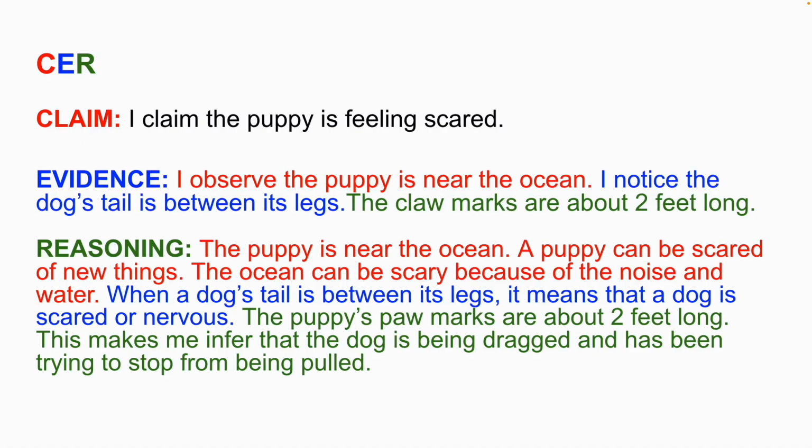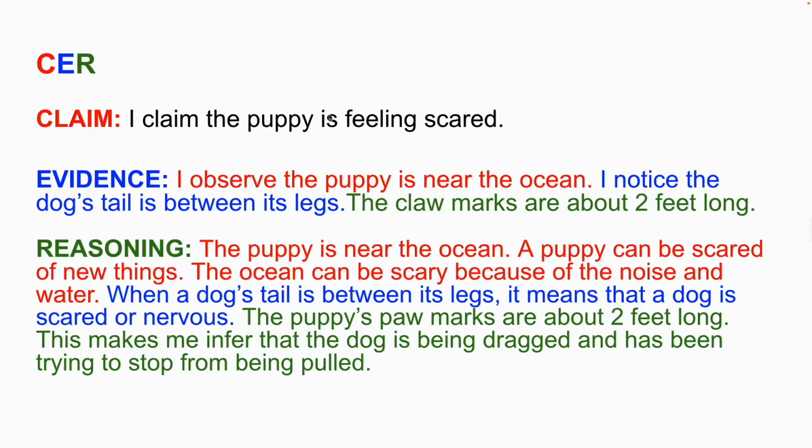Reasoning. The puppy is near the ocean. A puppy can be scared of new things. The ocean can be scary because of the noise and water. When a dog's tail is between its legs, it means that a dog is scared or nervous. The puppy's paw marks are about 2 feet long. This makes me infer that the dog is being dragged and has been trying to stop from being pulled.